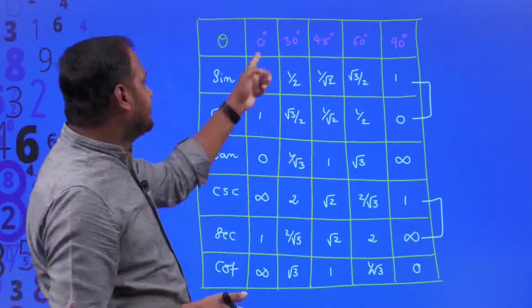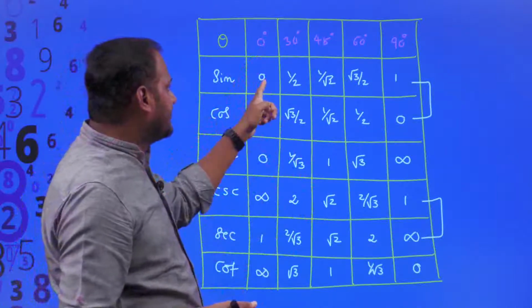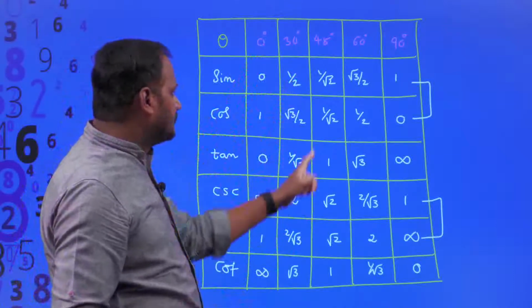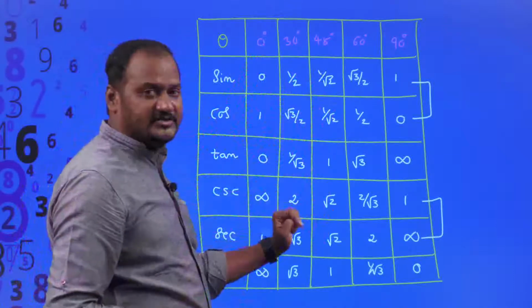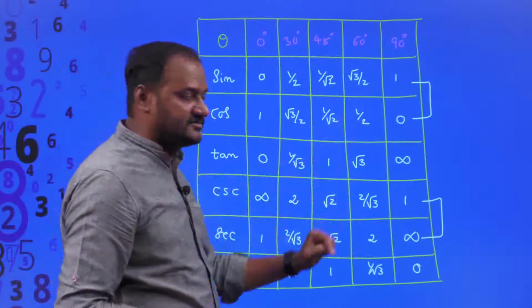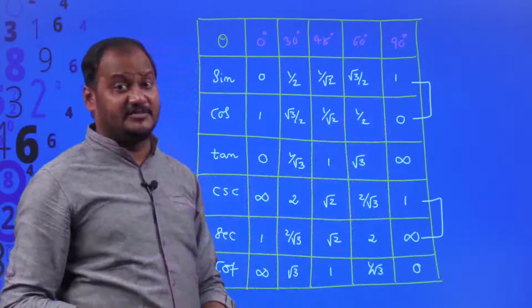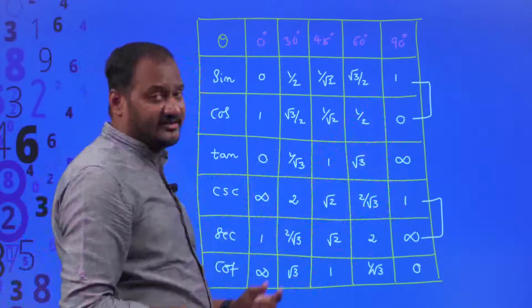So the reciprocal values of sine are going to be the cosecant values. See, sine 0 is equal to 0. What is 1 divided by 0? Undefined. 1 divided by 1 by 2 is 2. 1 divided by 1 by root 2 is root 2. 1 divided by root 3 by 2 is 2 by root 3. 1 divided by 1 is equal to 1. So if you remember sine values, you can remember cosecant values.